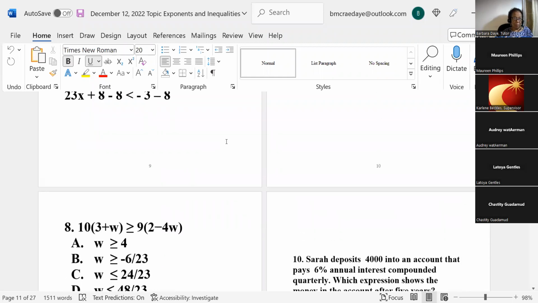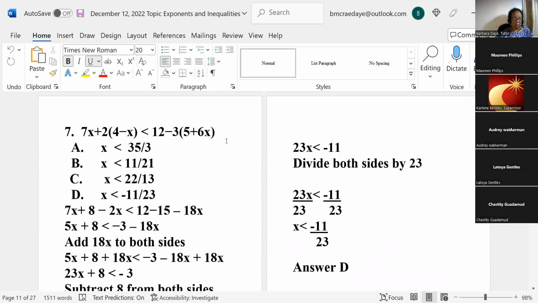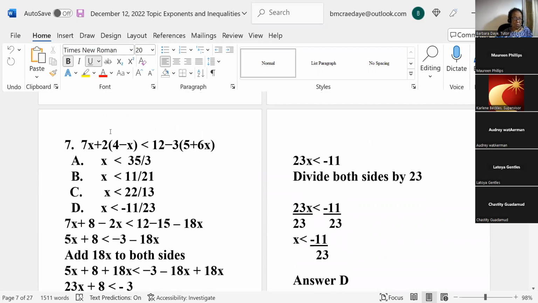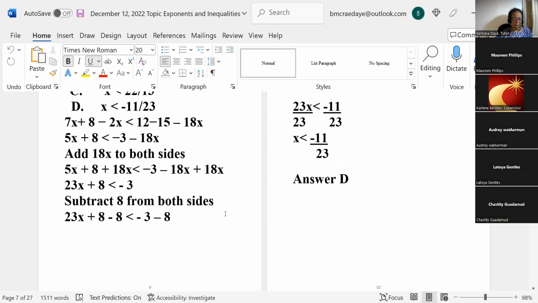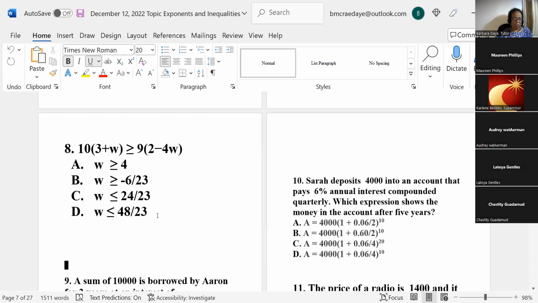Let's go back to the other one. Same kind of problem where we multiply 2 by the 4. Maureen, you got 2 times the minus x, minus 2x, minus 3 times 5. Maureen told you minus 15, and she had the minus 3 times the 6x, minus 18x. So same method, do the same here, except you have 10 times 3 plus w, and you have 9 times 2 minus 4w. So I want you to do number 8 and then tell me your answer.